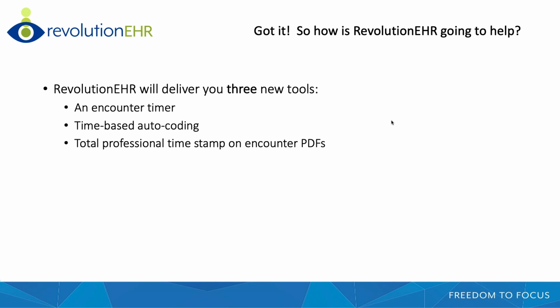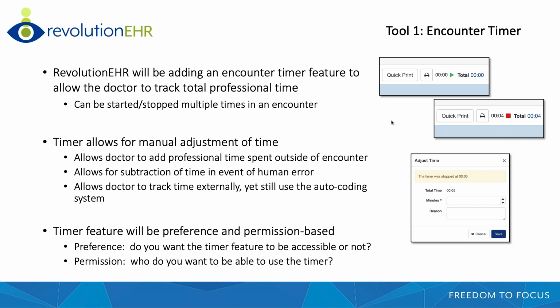And then finally, total professional timestamp. As you think about this, and we'll talk about this more in a second, the audits of the future are going to change significantly in how an auditor will actually validate that the code that you used matches or is appropriate for that encounter. So when we code based on time, we're going to need to have documentation of that. We're going to make it easy to provide that information on your encounter printouts that might be provided in the case of an audit.